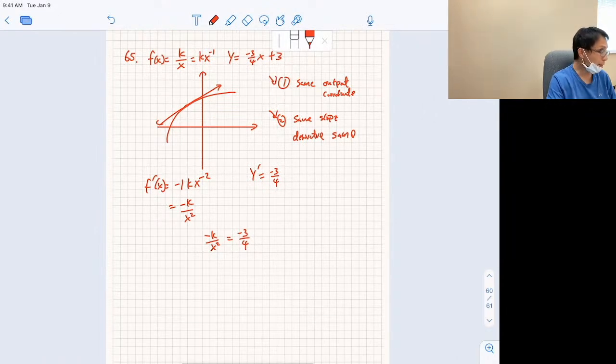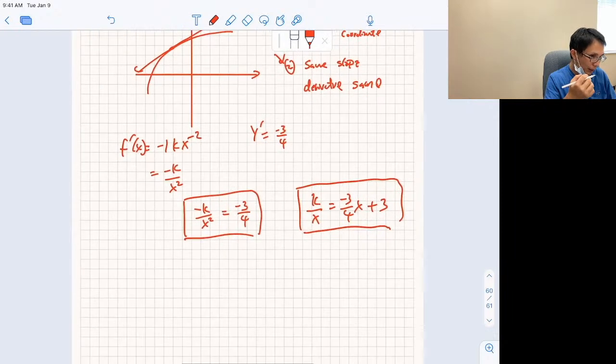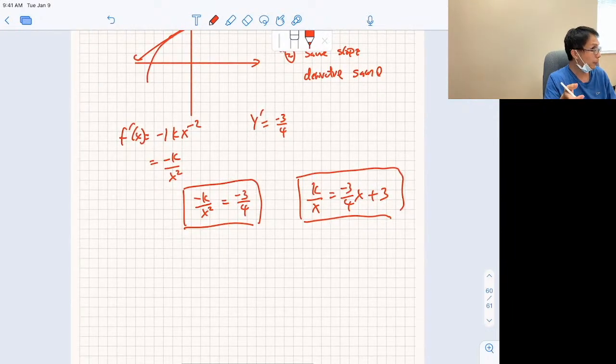Well, how do you do 1? We have to set the original equations equal to each other. So it has to be k over x equal to negative 3 over 4x plus 3. So basically, you're gonna have this and this here. Now this is a very funny system of equations with two variables. Like I said, with a higher-degree system of equations, you cannot solve by elimination. The only way is substitution.